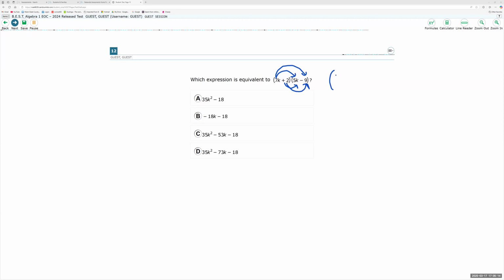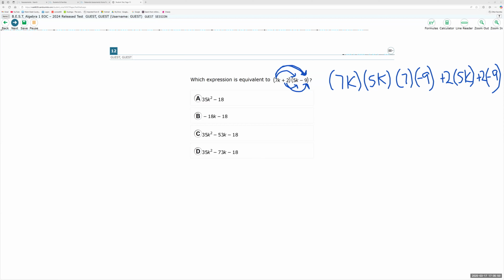So I'm going to start with 7k times 5k. Then it's 7k times the negative 9. So then I do 7k times negative 9. All right. Then I'm going to do a positive 2 times 5k. And then a positive 2 times a negative 9.